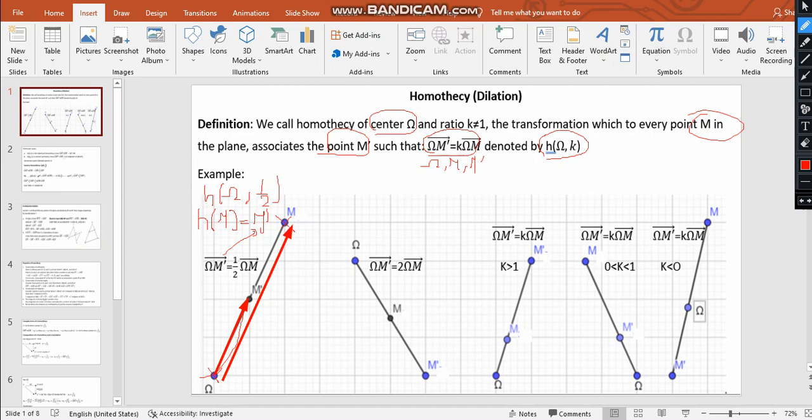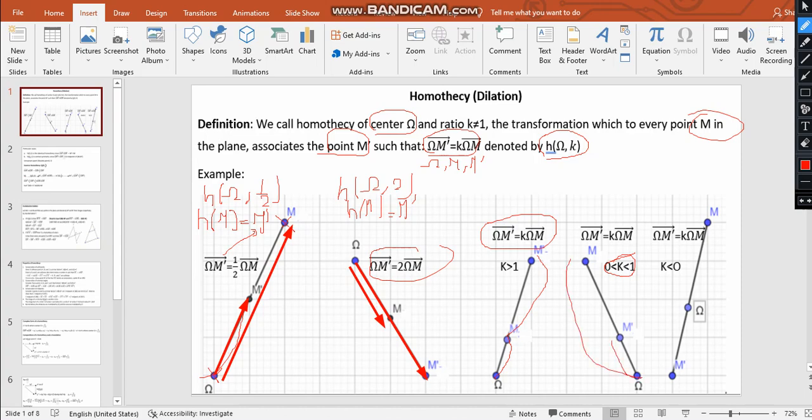In the second one, I want the homothecy of center omega and ratio 2, and I want to find the image of M, which is M prime. In that case, omega M prime will be double omega M. So M will be the midpoint of omega M prime. Always, if k is bigger than 1, you have omega, then M, then M prime. If k is between 0 and 1, you have omega, M prime, then M.